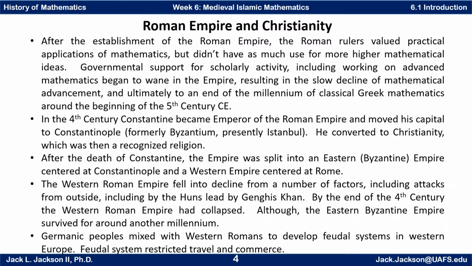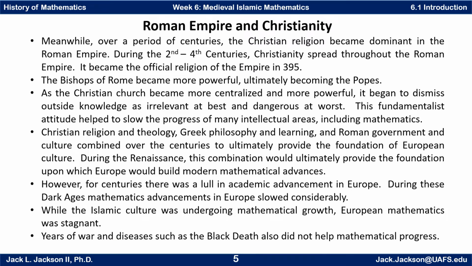So in Western Europe, the Western Romans mixed with the Germanic peoples and some of these various invaders to form a new society that was more of a feudal system in Western Europe. And in the feudal system, there was not a lot of travel and commerce, and not as much mathematics there either.